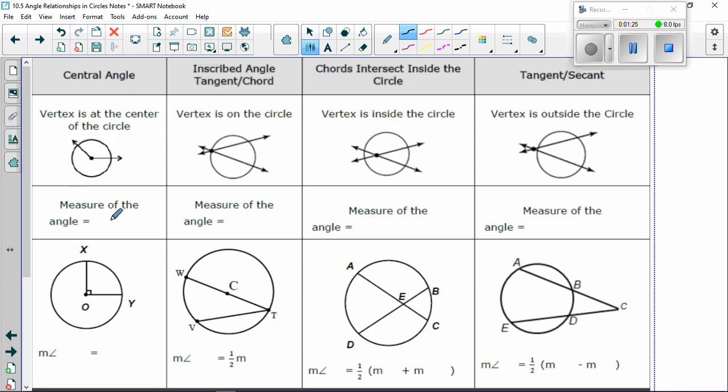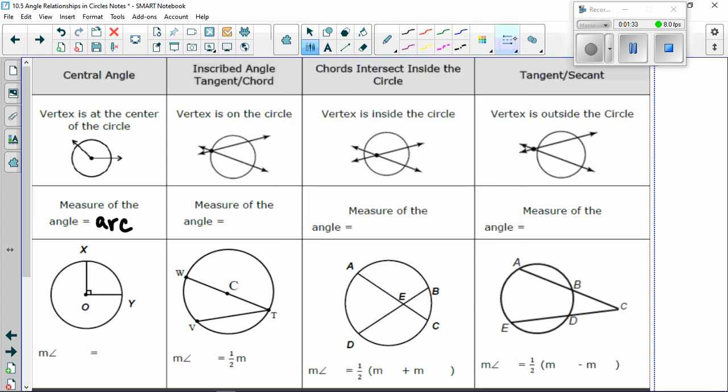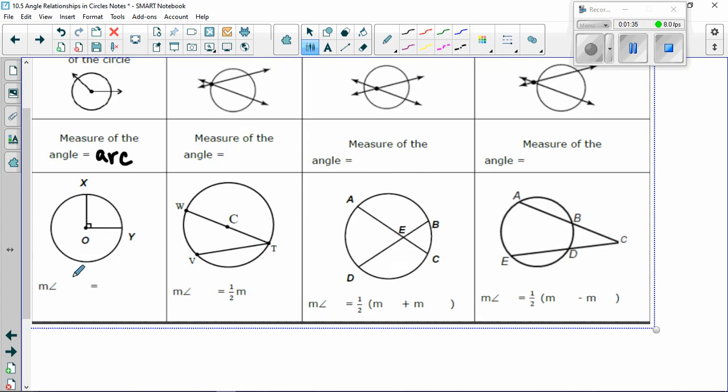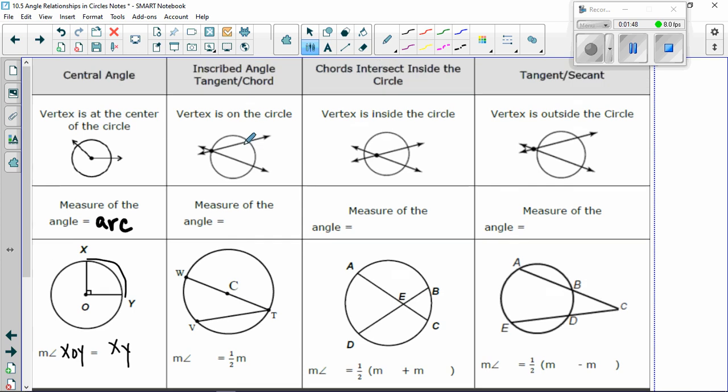So here we have the central angle, which is equal to the arc. In this case, angle XOY is equal to arc XY. Then we have our inscribed angle. So we have an inscribed angle where the angle is on the edge of the circle, and here's the arc. So it's equal to half the arc.